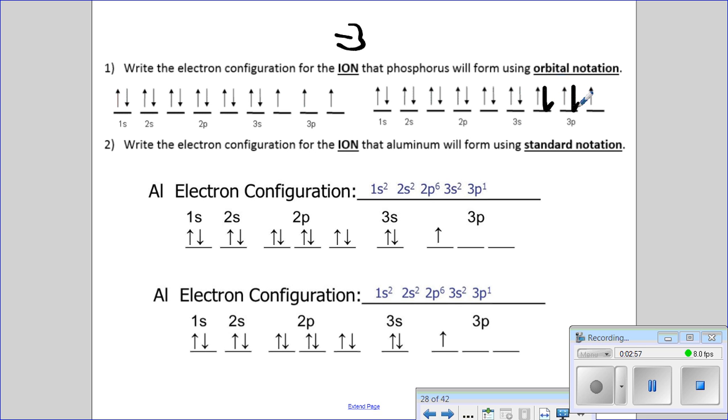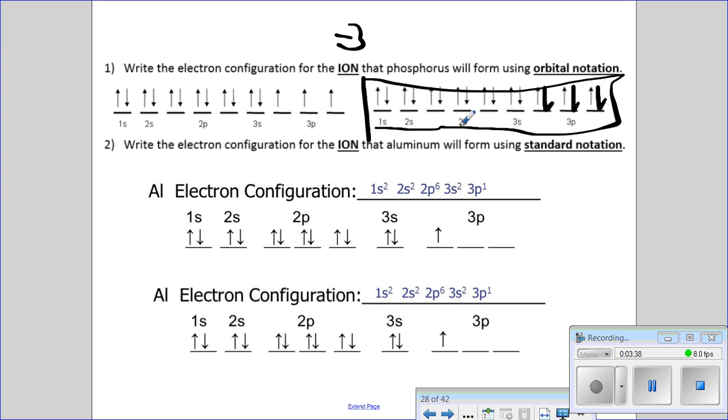So it will gain 3 valence electrons here, here, and here. And if you look at your periodic table, the atom that ends in 3p6 for its electron configuration is argon. So when phosphorus makes an ion, P with a -3 charge, its electron configuration will now look like argon, which is chemically stable. Okay, so this structure right here is the electron configuration for the phosphide ion, for the ion that phosphorus forms.